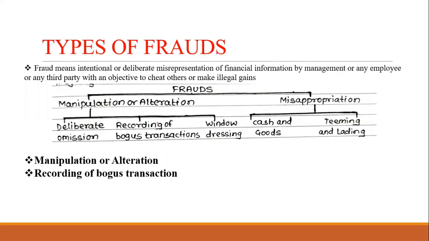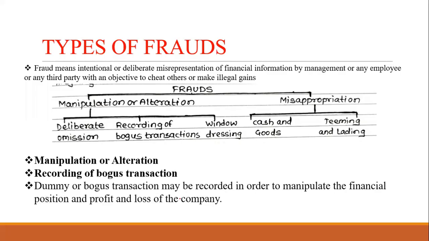I don't want to pay more tax. I don't want to pay more dividend. I start passing fake or dummy transactions: dummy purchases, dummy salary, bogus printing and stationery expense, bogus depreciation. In that case, what will happen? My net profit will reduce, eventually lesser tax and lesser dividend to be paid. So dummy or bogus transactions may be recorded in order to manipulate the financial position and the profit and loss of the company. Perfectly said by all of you.